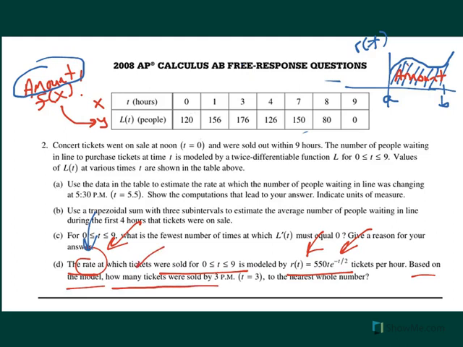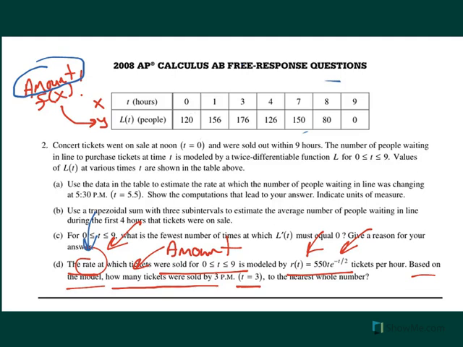So how many, that's an amount. So that's the amount they're looking for. How many tickets were sold by time 3. So they're going to be looking for the area under the curve from time 0 to time 3. So essentially what you're going to be doing is setting up an integral where you want to integrate the R of t function from 0 to 3.